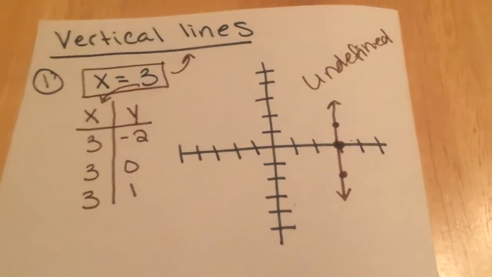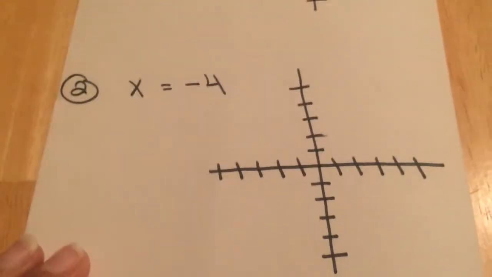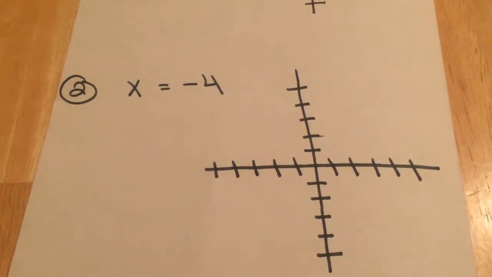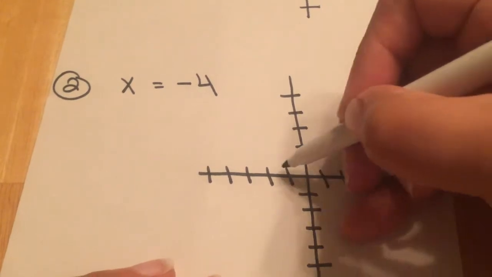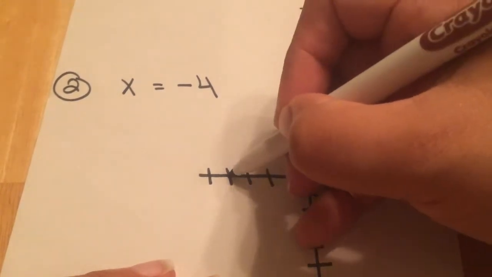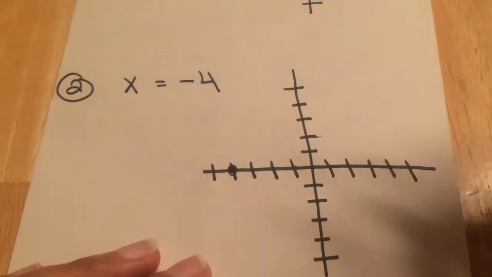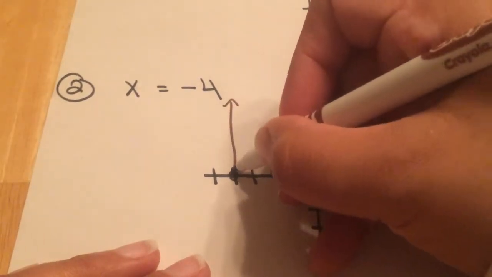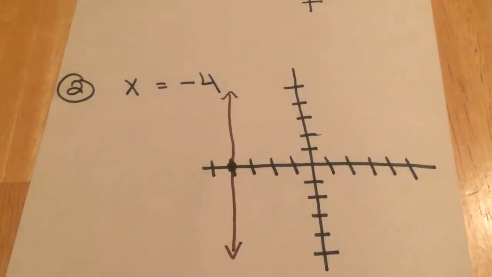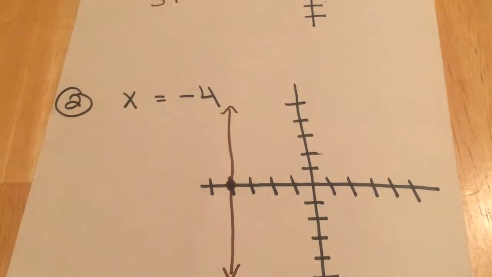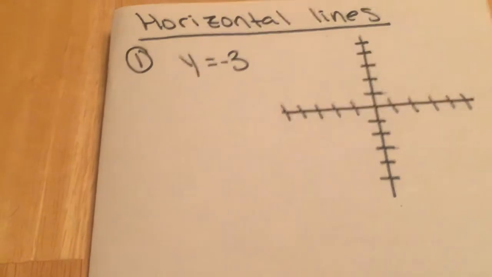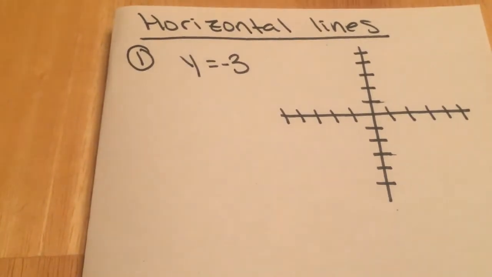Okay, so this one should be a lot nicer on the second example. We know it's x equals -4, so all I'm going to do here, instead of making a table, I'm just going to move over here to -4 on my x-axis, and I'm just going to draw a line. Vertical line. There we go. Pretty easy? Okay, so if we can see that x equals a vertical line, what do we expect y equals to be? Yay! Hopefully you got horizontal lines.